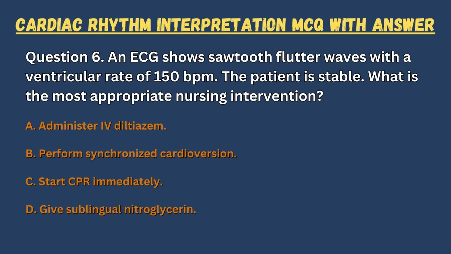Question 6. An ECG shows sawtooth flutter waves with a ventricular rate of 150 BPM. The patient is stable. What is the most appropriate nursing intervention? A. Administer IV diltiazem. B. Perform synchronized cardioversion. C. Start CPR immediately. D. Give sublingual nitroglycerin.